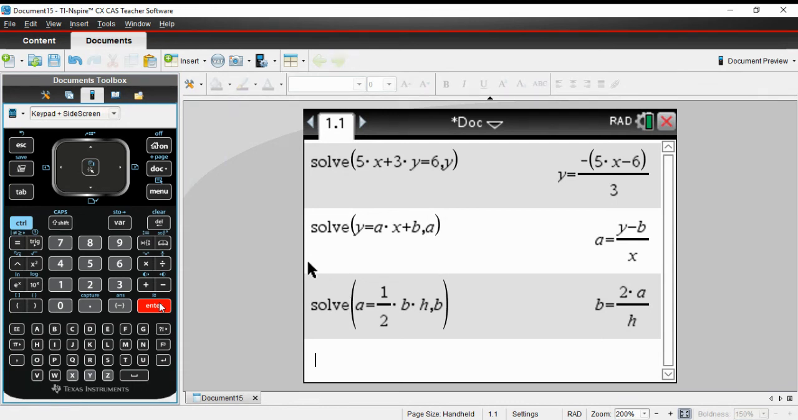According to my textbook, that looks right. So the solve function can be used to solve an unknown, a single pronumeral, or it can be used to rearrange formulas.